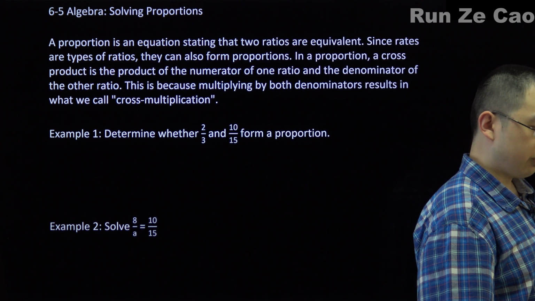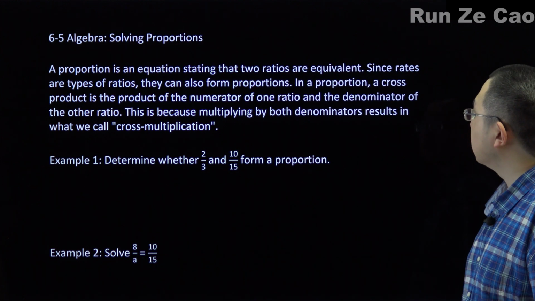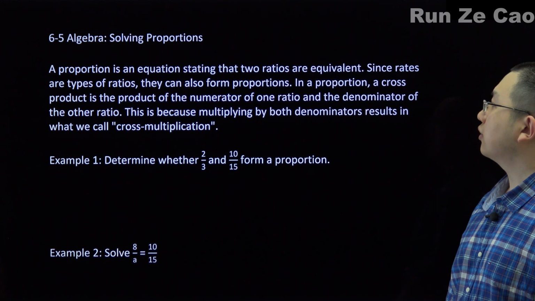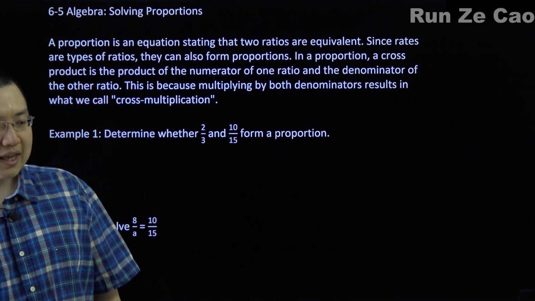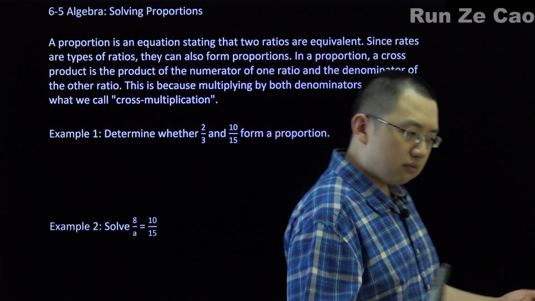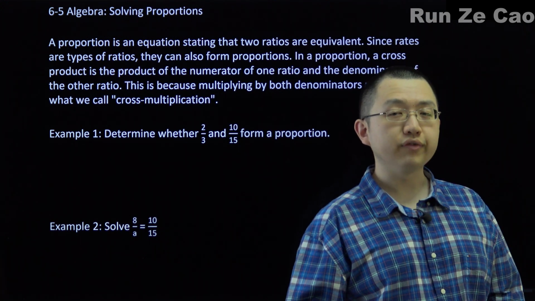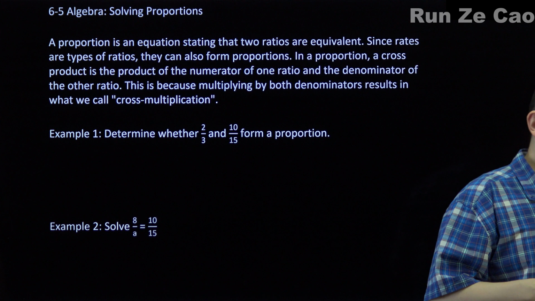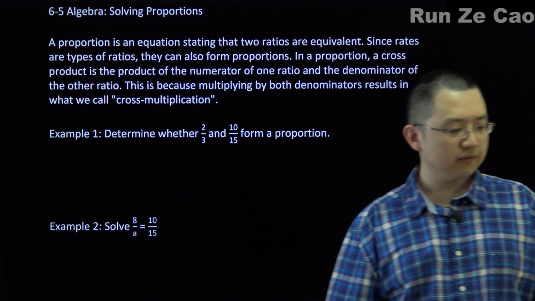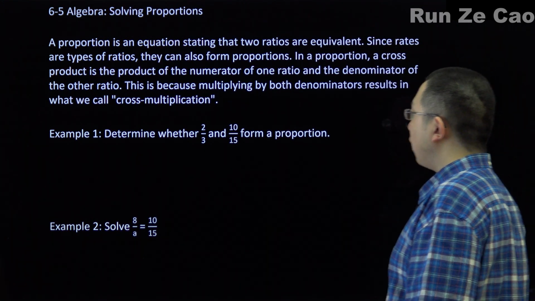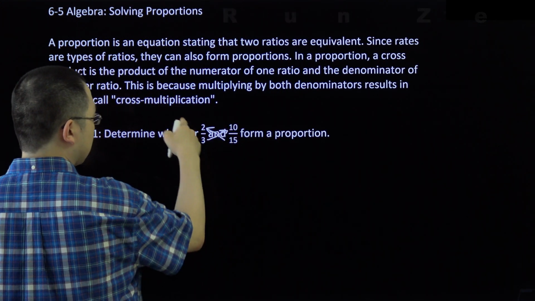Now, algebra, solving proportions. A proportion is an equation that says two ratios are equivalent. Rates are types of ratios, so they can also form proportions. For example, if I'm saying that two cars are going at the same speed, well, that's a proportion, because speeds are ratios. They're ratios of distance and time. In a proportion, a cross product is the product of the numerator of one ratio and denominator of the other ratio. This is because multiplying by both denominators results in what we call cross multiplication.